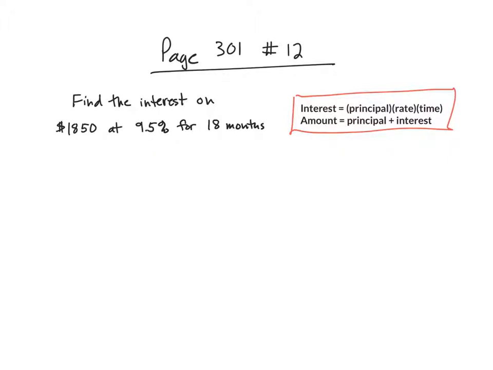Okay, for this one, again, I start with I equals PRT. I'm going to fill in my numbers. For this one, the principal is $1,850. The rate is 9.5%. So remember that when we change a percent to a decimal, we go 2 places to the left. So this is going to end up being 0.095. And then my time is 18 months.